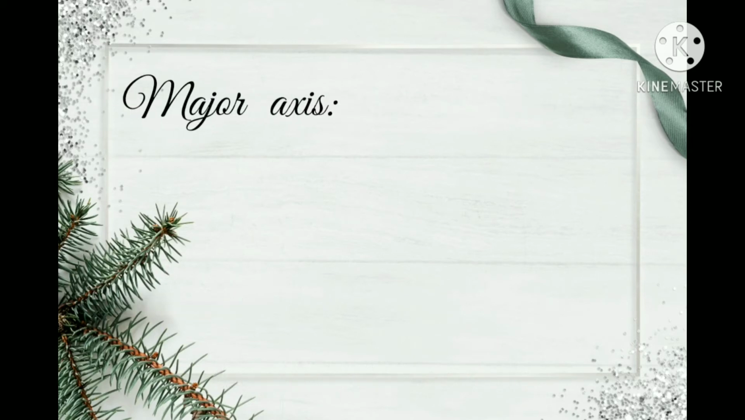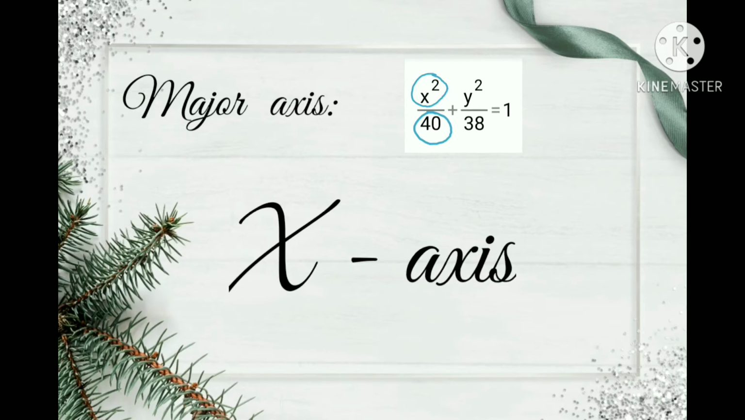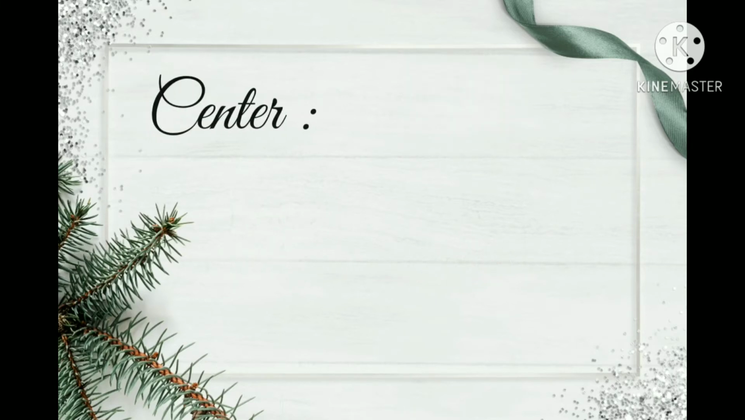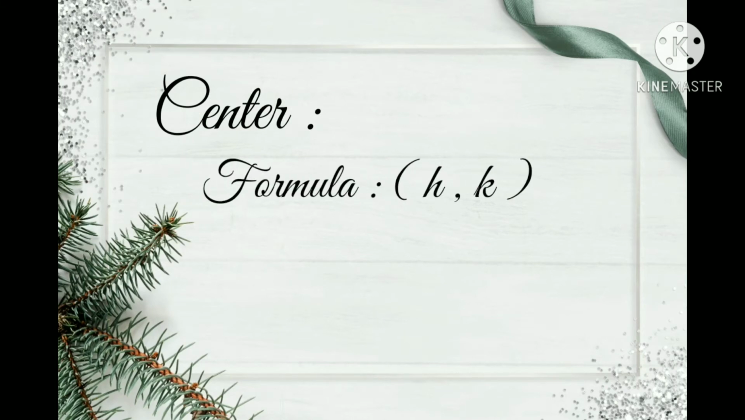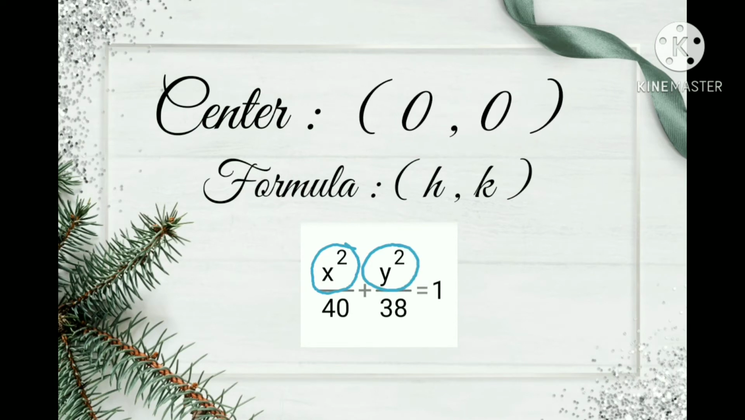To find the major axis, look at the denominators of x squared and y squared. The largest number in the denominator is 40, so that is under x squared. So the major axis is on the x-axis. To find the center, the formula for the center is (h, k). Since there is no number added to the variable in the numerator, the center will be (0, 0).